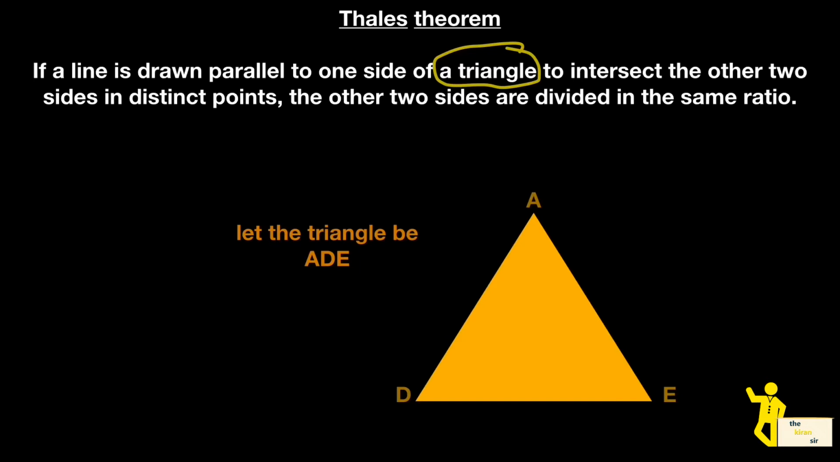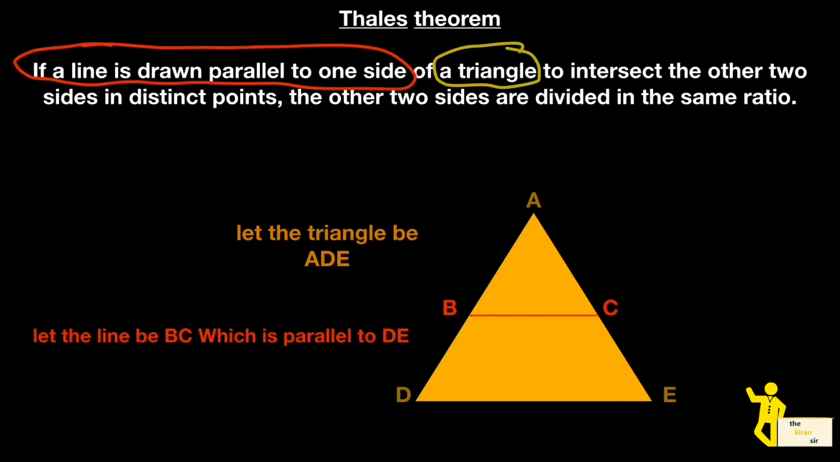First we have taken a triangle, and then they are saying to any one side there should be a line drawn parallel to that side. So we will draw a line parallel to DE, and we'll call that line segment BC. So BC is a line segment which is parallel to one side of a triangle, that is DE.